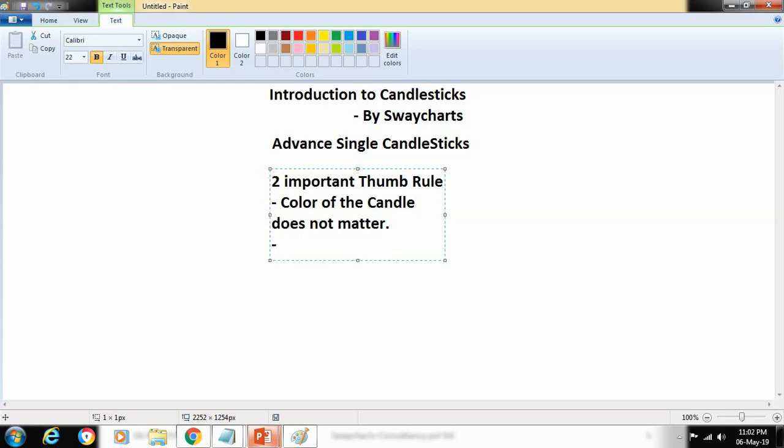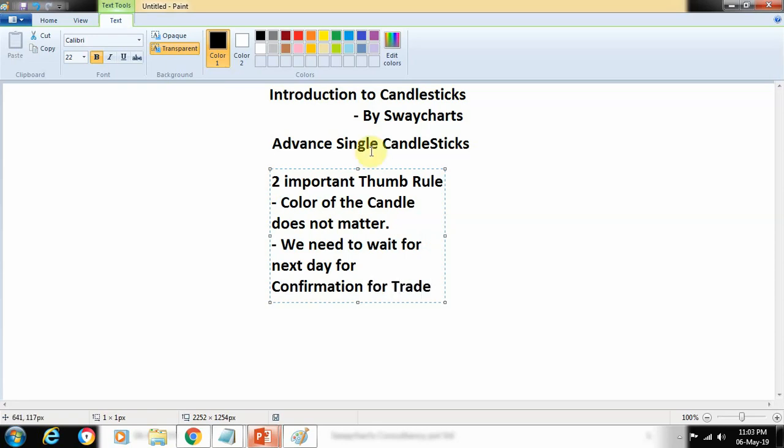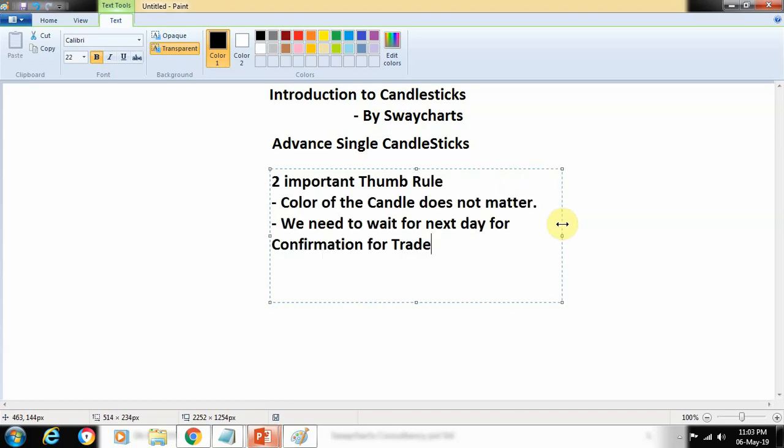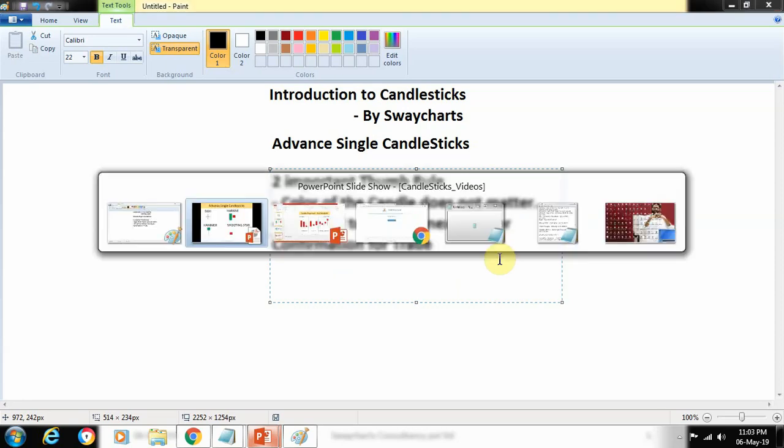And the second rule says we need to wait for the next day for confirmation of the trade. Okay, so these are the two thumb rules that one should know for the advanced single candlesticks, right? Hope these rules are clear. Now let's move on to the presentation and see what are these advanced single candlesticks, right?